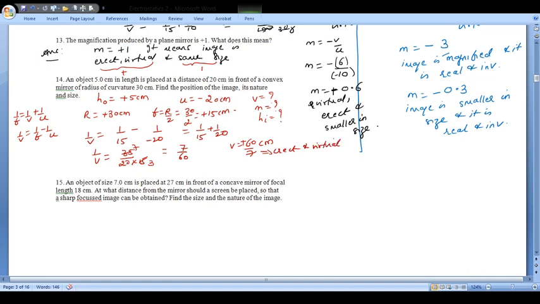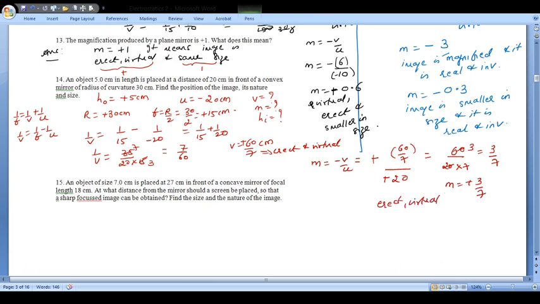But we don't know whether it is going to be smaller or bigger. That we have to calculate from m. Now see, what is magnification? Magnification is minus v upon u. So what is v? V is 60 upon 7. And what is u? U is minus 20. So minus minus will become plus. So you will find that magnification is 60 upon 20 into 7. 20 into 3 is 60, so 3 upon 7. So you have magnification is plus 3 upon 7. So what does this plus sign indicate? That it is erect, virtual. And see, this number 3 upon 7 is smaller than 1, so it is smaller in size.